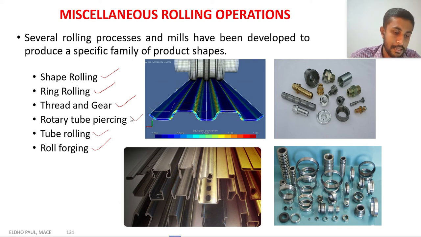So here we can see in this picture, this is the product from the ring rolling operations. Using ring rolling process we can create this type of rings, and we can see different types of threaded fasteners. This type of threaded fasteners also can be made using rolling process, and different structural components can be made using this shape rolling process. Okay, so all these processes come under this rolling process.